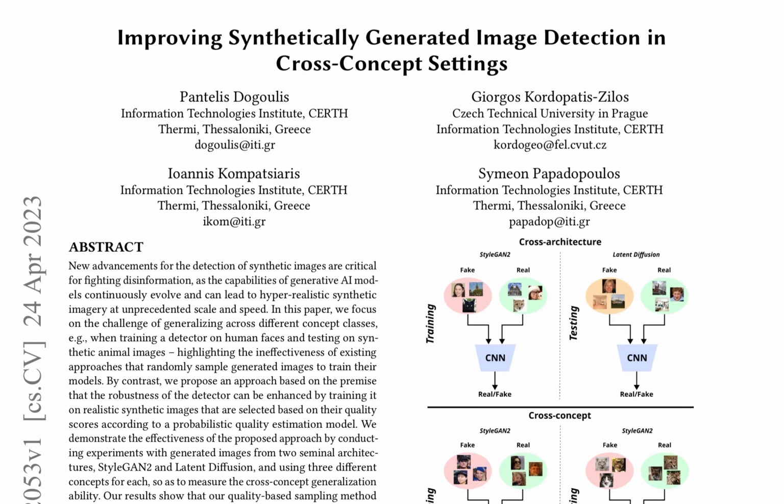All right, everyone. So this time's paper is "Improving Synthetically Generated Image Detection in Cross-Concept Settings." Yeah, this is my first time reading this paper as well. So let's jump right into this one.